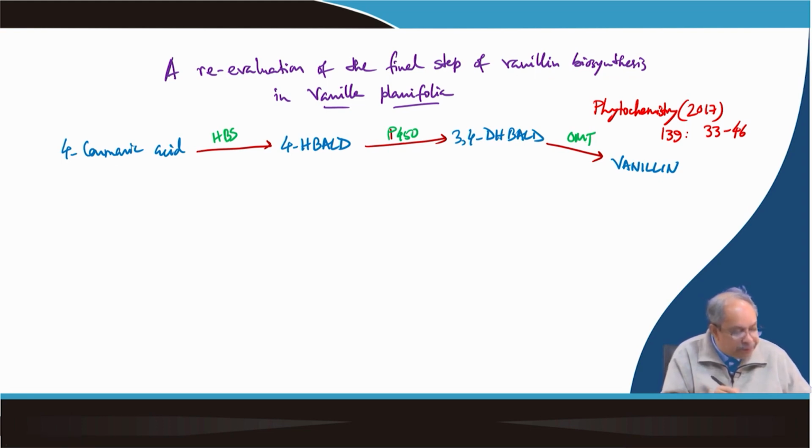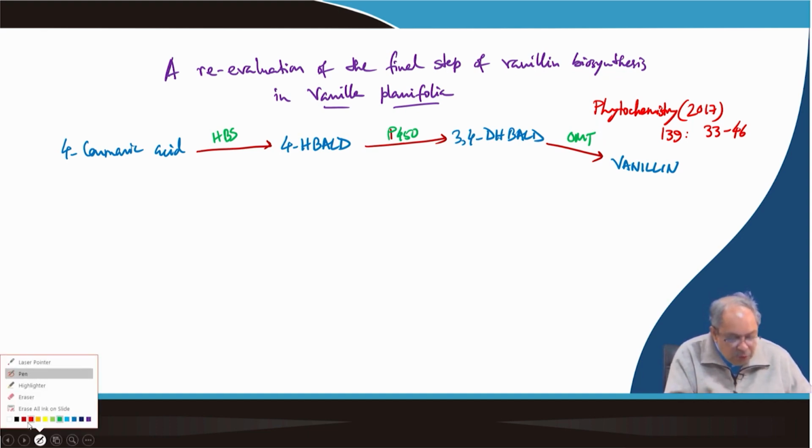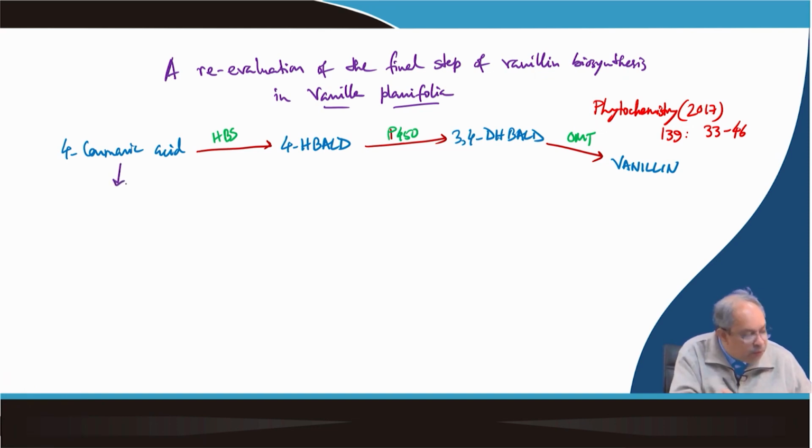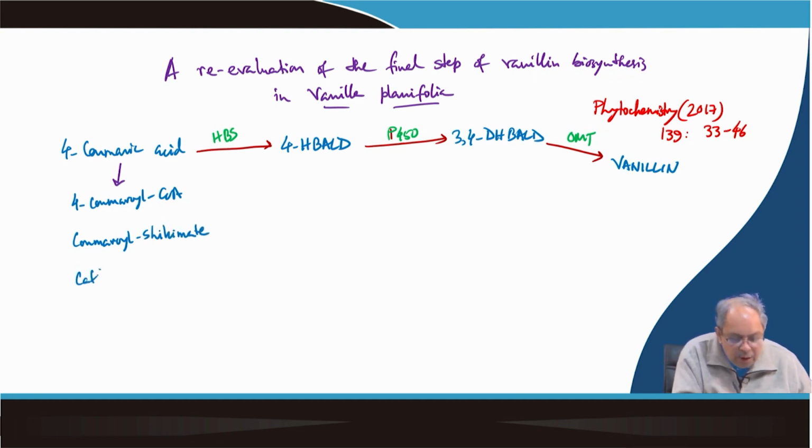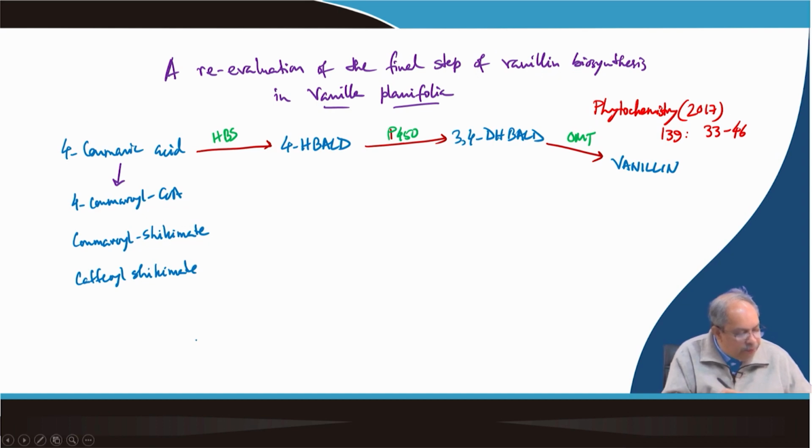This has been characterized. And this is likely to be the route, or the other route operating in plants may be in this direction. 4-coumaric acid will make 4-coumaroyl CoA, and then subsequently it makes coumaroyl shikimate, which we have studied, and then it makes caffeoyl shikimate, then it makes caffeic acid.